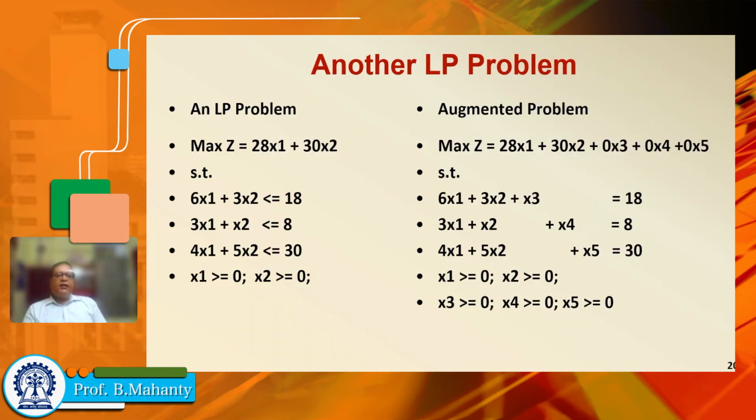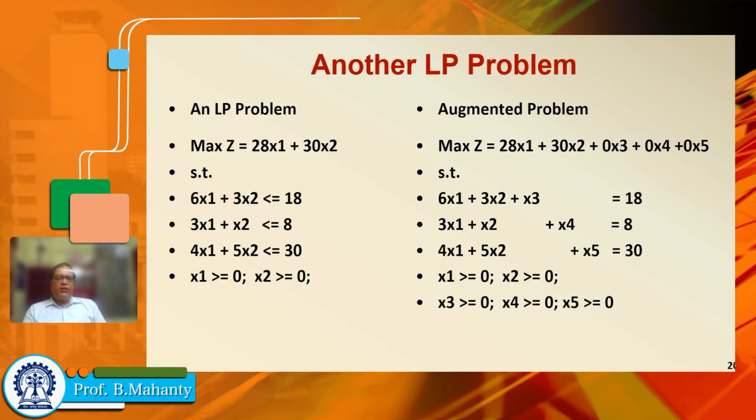Now let us take a second example quickly, and there is something interesting to observe. Let us say we have a linear programming problem. Maximize z equal to 28x1 plus 30x2 subject to 6x1 plus 3x2 less than or equal to 18, 3x1 plus x2 less than or equal to 8, 4x1 plus 5x2 less than or equal to 30, and x1, x2 both greater than or equal to 0. The augmented problem will require three more variables, slack variables x3, x4, x5.